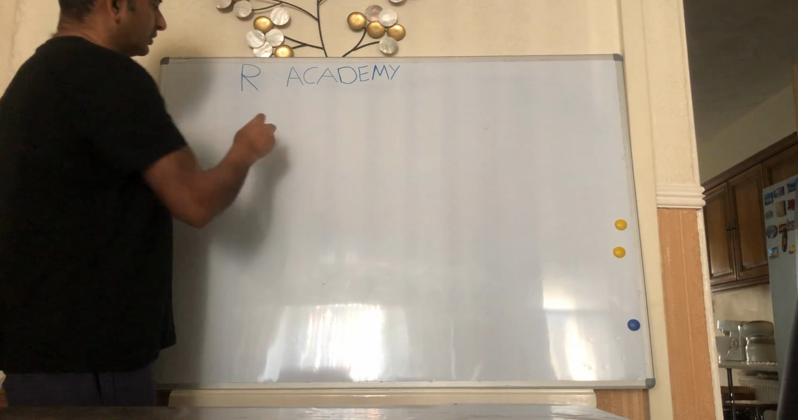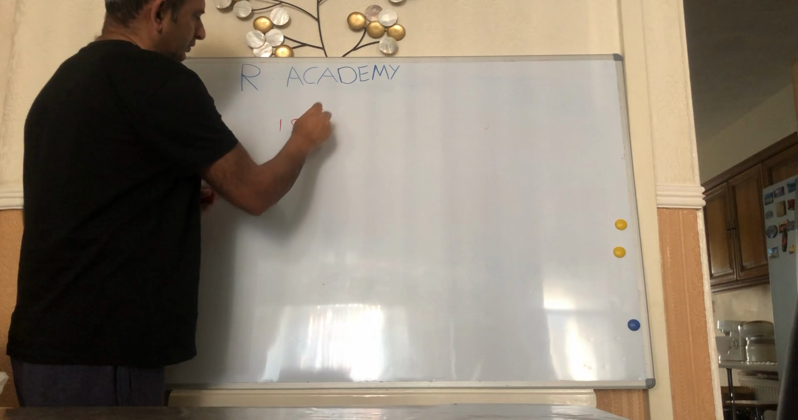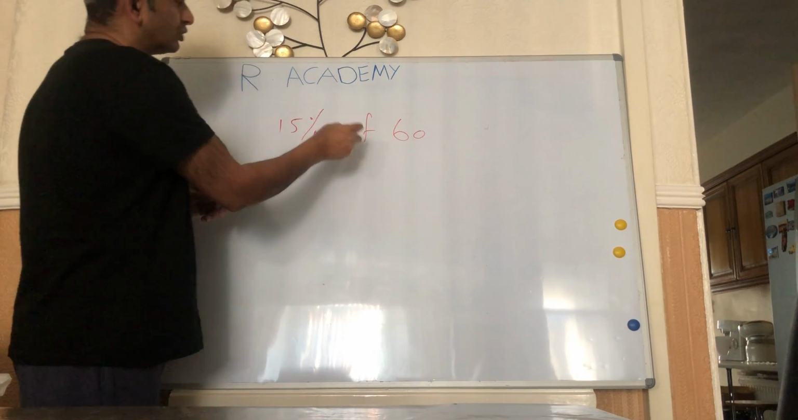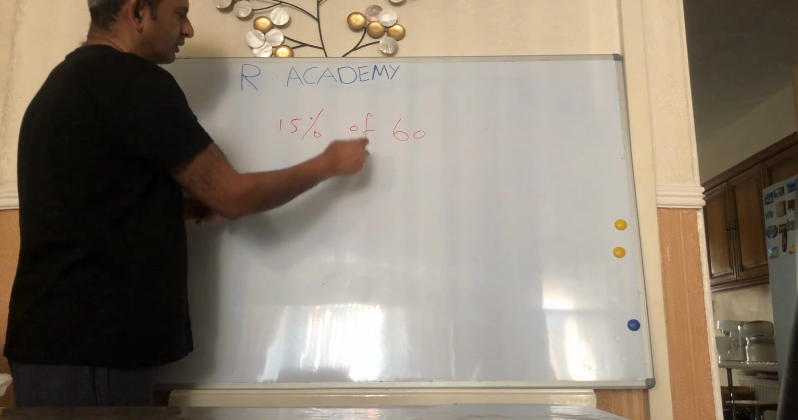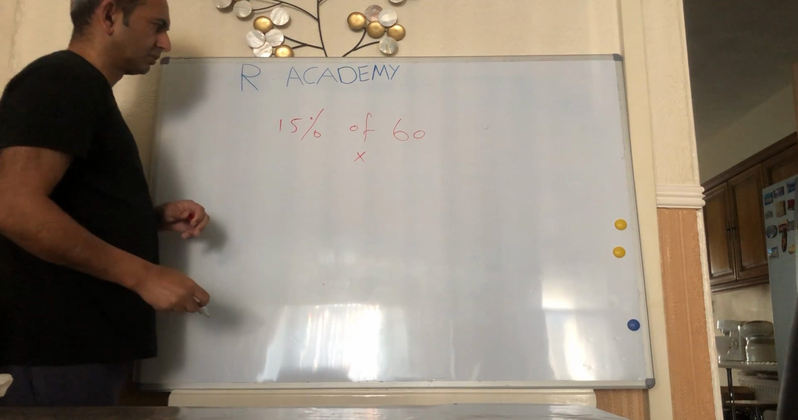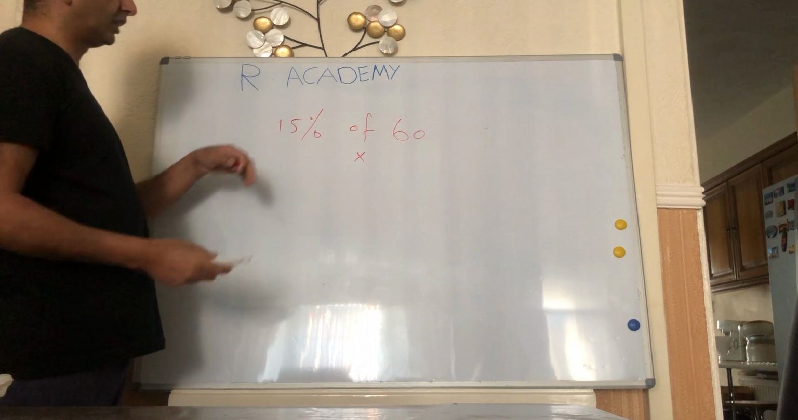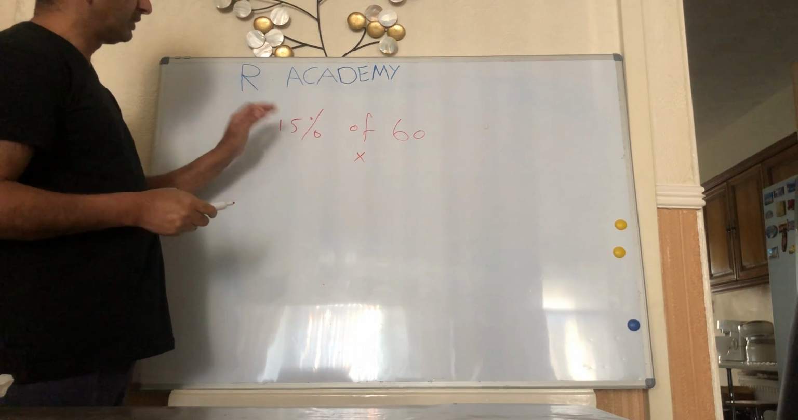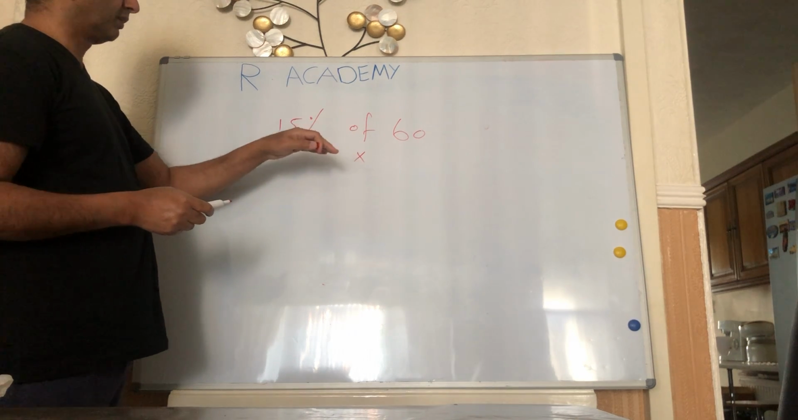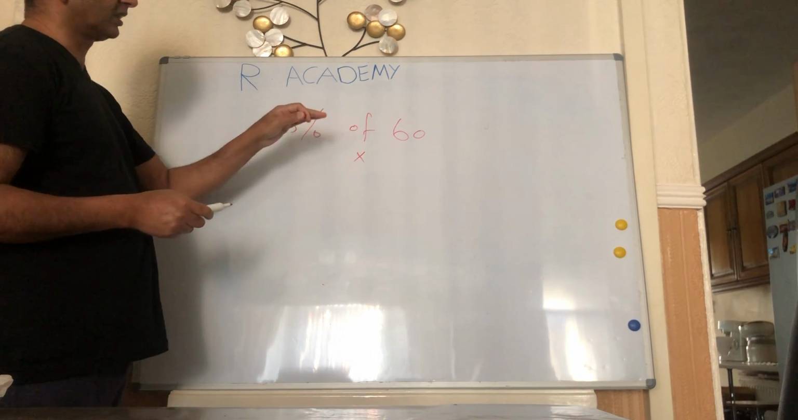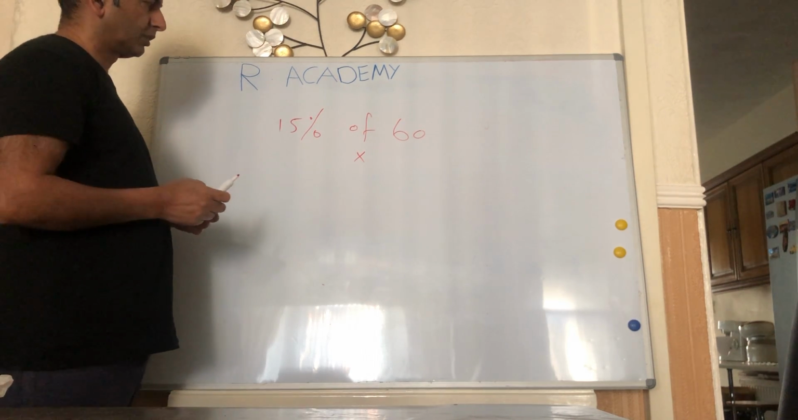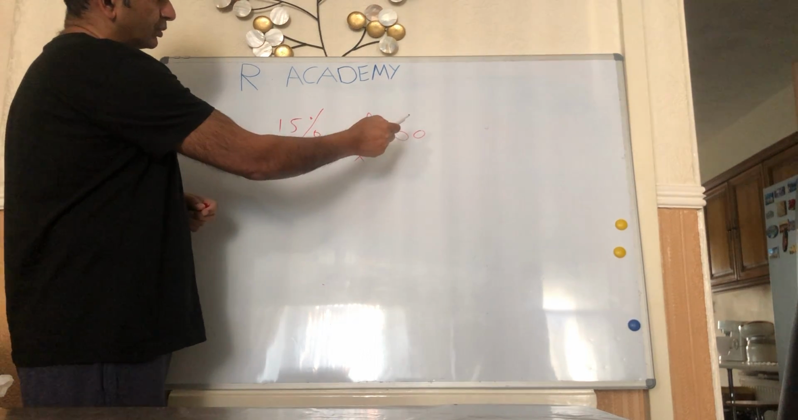Say 15% of 60. Of usually means, if you look at of, it usually means times. Because once you times it and then you divide by 100, it'll give you the percentage automatically. So if somebody says to you 15% of 60, it basically means 15 times 60 divided by 100 will be your answer. So two ways of doing this, like I said.